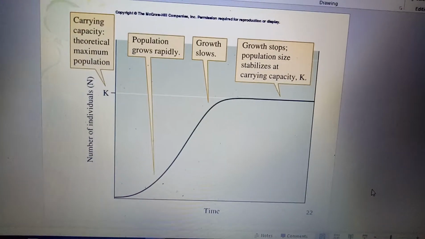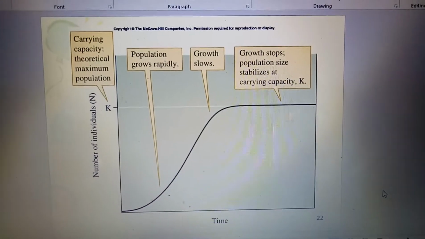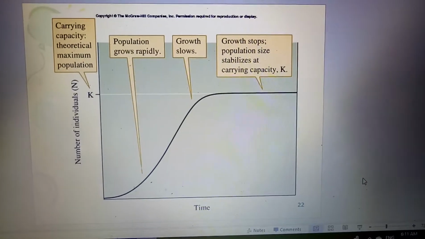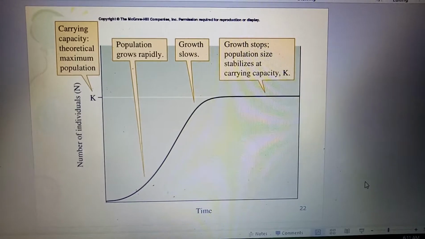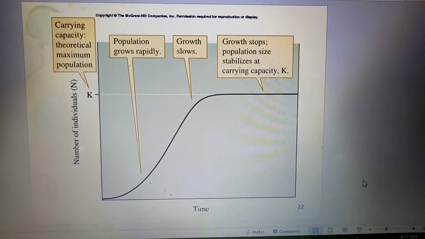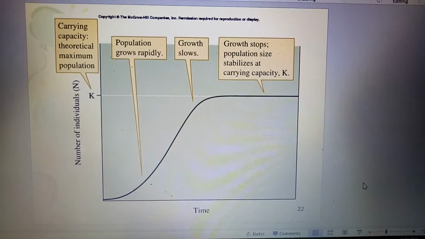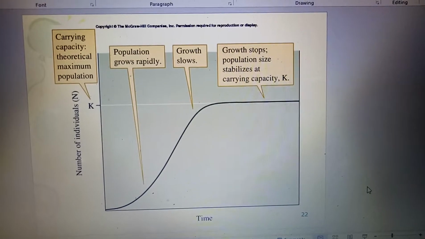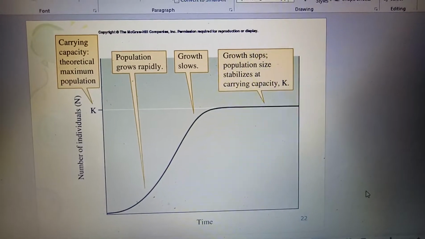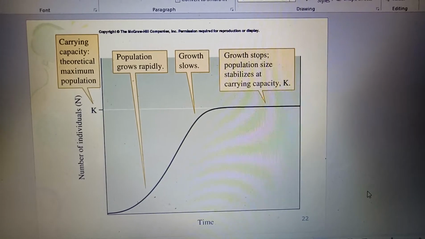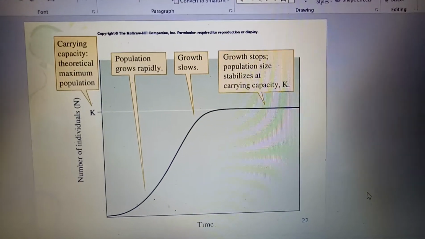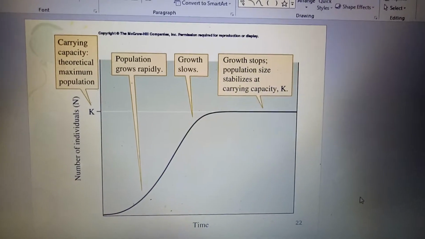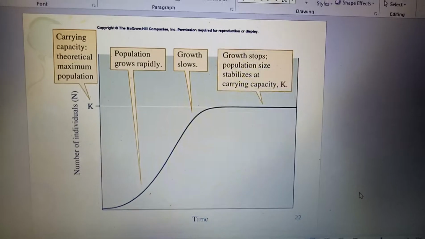Again, this is the same thing: number of individuals versus time. K, of course, is the carrying capacity, the theoretical maximum population. The population grows rapidly at the beginning, then growth slows, and after that growth stops. Population size stabilizes at the carrying capacity, or K, the last one on your right hand side.